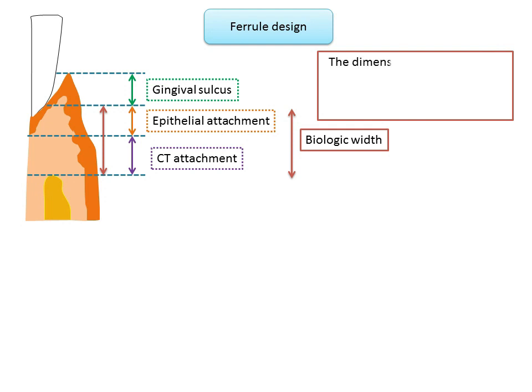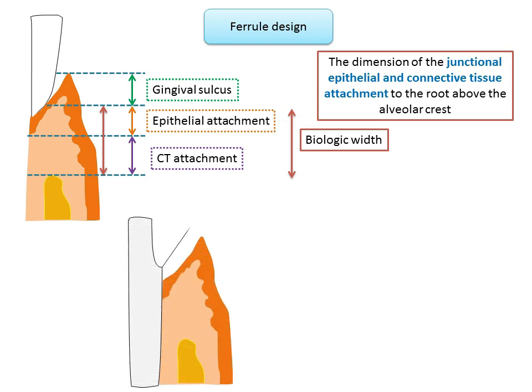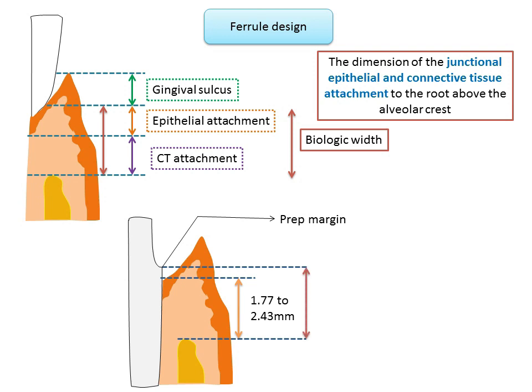Biological width is the dimension of the junction of epithelium and connective tissue attachment to the root above the alveolar crest. So in a prepped tooth, the distance from the prep margin to the alveolar crest should be at least 2.5 millimeters. That is, the ferrule should be at least 2.5 millimeters above the alveolar crest in order to prevent impingement to the bone.